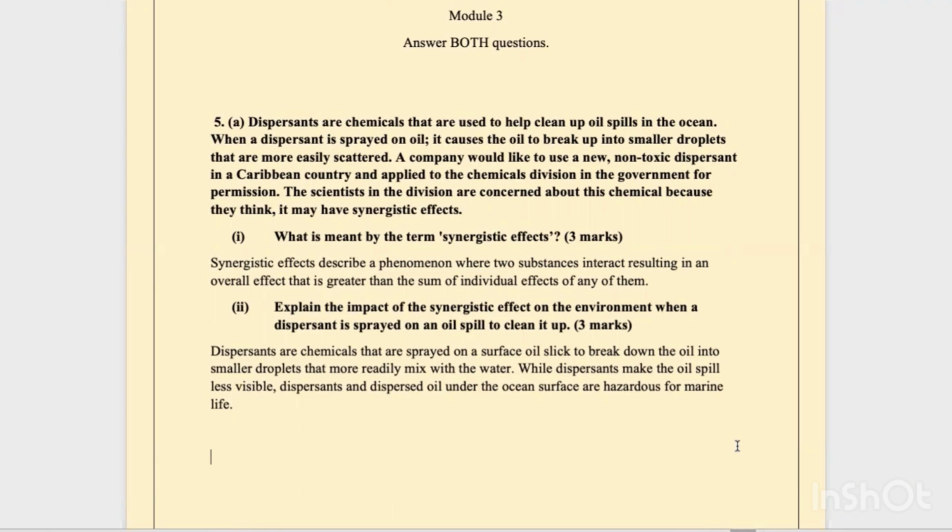Moving on to module 3. Dispersants are chemicals that are used to help clean up oil spills in the ocean. When a dispersant is sprayed on oil, it causes the oil to break up into smaller droplets that are more easily scattered. A company would like to use a new non-toxic dispersant in a Caribbean country and applied to the chemicals division in the government for permission. The scientists in the division are concerned about the chemical because they think it may have synergistic effects. What is meant by the term synergistic effects? So synergistic effects describe a phenomenon where 2 substances interact, resulting in an overall effect that is greater than the sum of the individual effects of any of them.